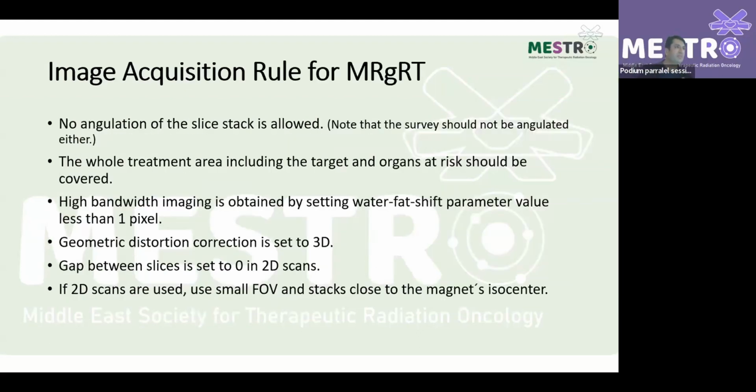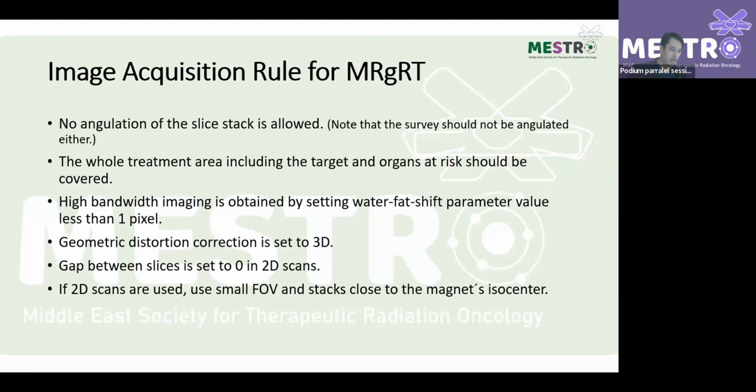Okay, he used some rules or protocols for the image acquisition. In diagnostic MR, they have some angulations for the images. Due to the angulation, it gives a very good image quality. But for MR guided radiotherapy simulators, there should be no angulation.